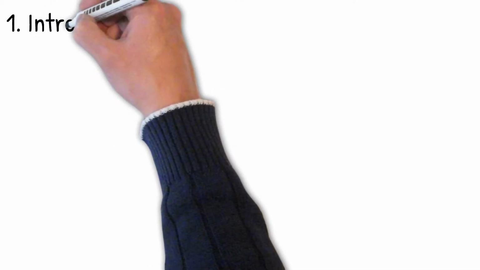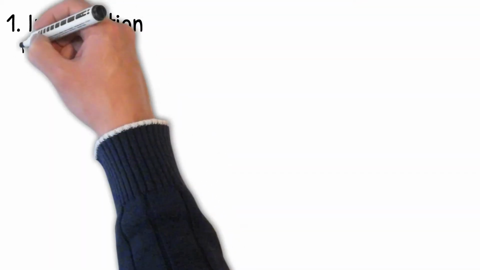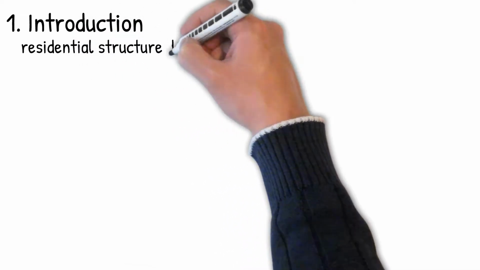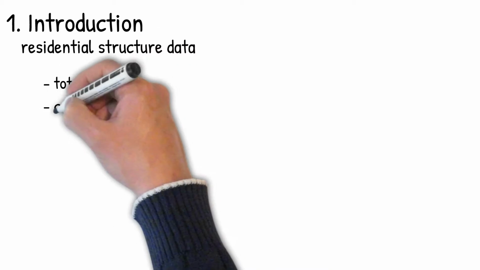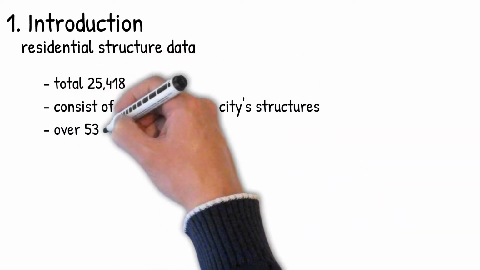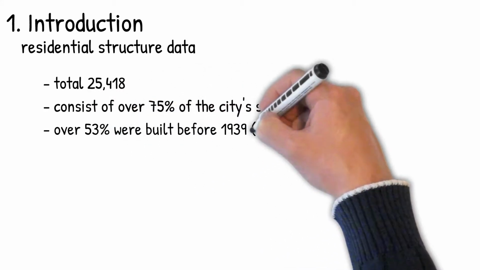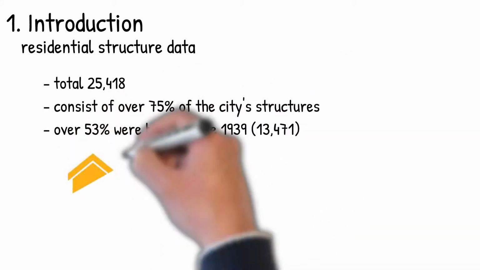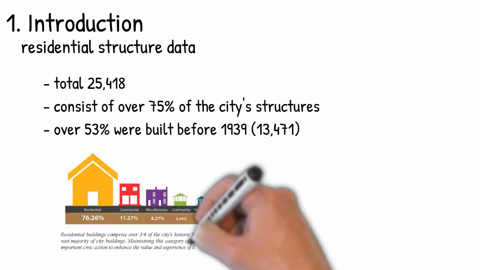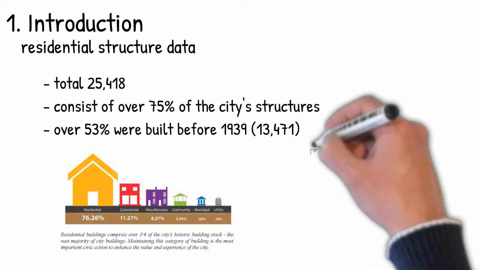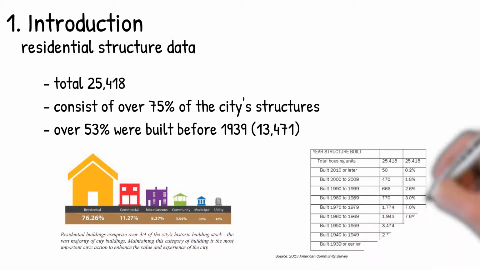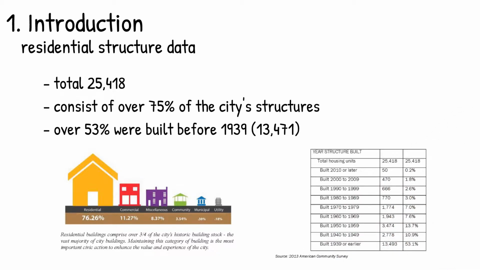In Chapter 5, we're going to be connecting back to the introduction, since we did start this many weeks ago, and there's a gap. We're pulling together the residential structure data, going back that there's over 25,000 housing structures in the city, and that consists of 75% of the city's structures, and also that over 53% of them were built before 1939, which is over 13,000 structures before 1939. So a lot of the residential structures do need attention.